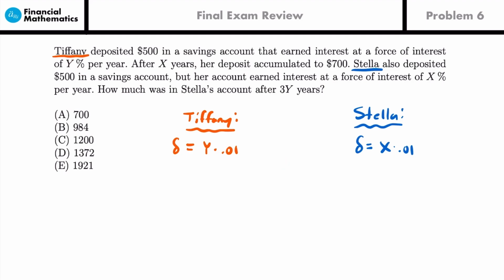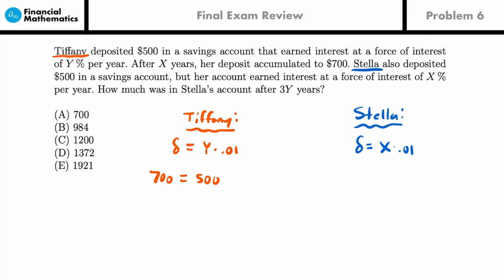For Tiffany, she deposited $500 in her savings account, and after x years, her deposit accumulated to $700. So $700 is her future value. That's going to be equal to that $500 she deposited but accumulated for x years using this force of interest. And since this is a constant force of interest, even though we don't know what y is, we are allowed to assume that it is just some constant number. It's not going to be a function of time, t. So this is not a force of interest dependent on time. It's a constant force of interest.